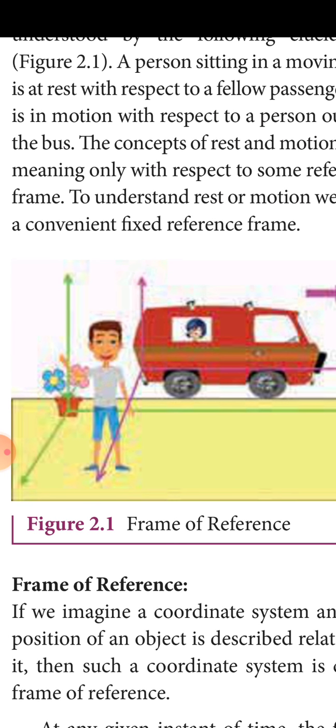This diagram tells us that a person sitting in a moving bus is at rest with respect to the fellow passenger, but is in motion with respect to a person outside the bus.